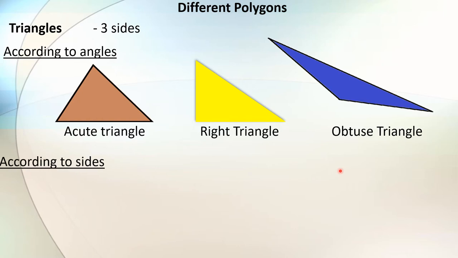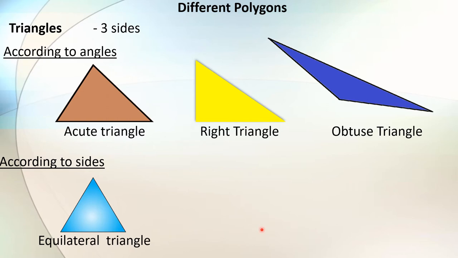Now, meron pang ibang klase ng triangles and that is according to sides. Depende sa side niya. Okay? Now, ito, equal lahat ng sides niya. Kasi dahil equal, from the word equal, ang tawag natin sa kanya ay equilateral triangle. So, equal and then lateral means sides. So, equal sides. Okay? And equilateral triangles are special triangles kasi ang angles niya as well are equal. So, pwede mo rin itong matawag as equiangular. Equal ang angles.